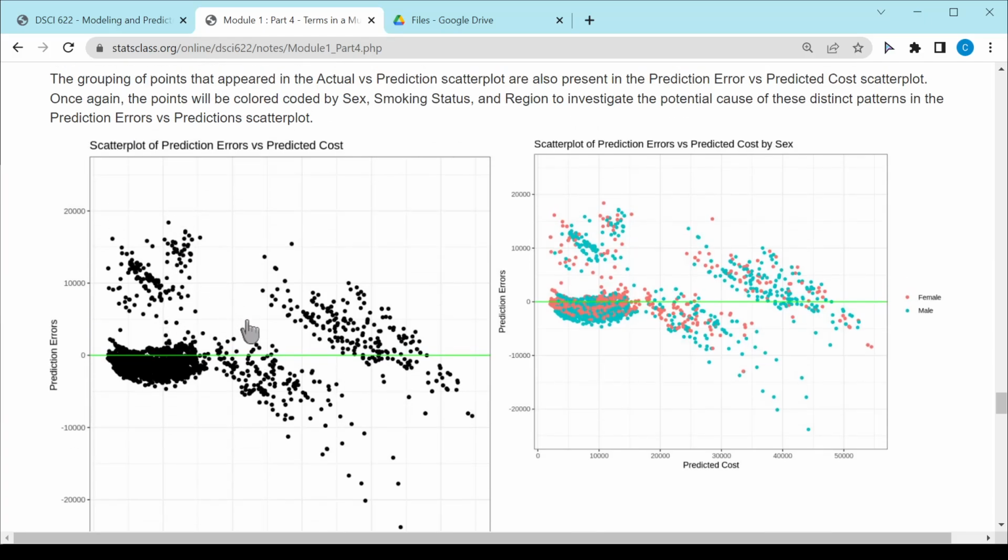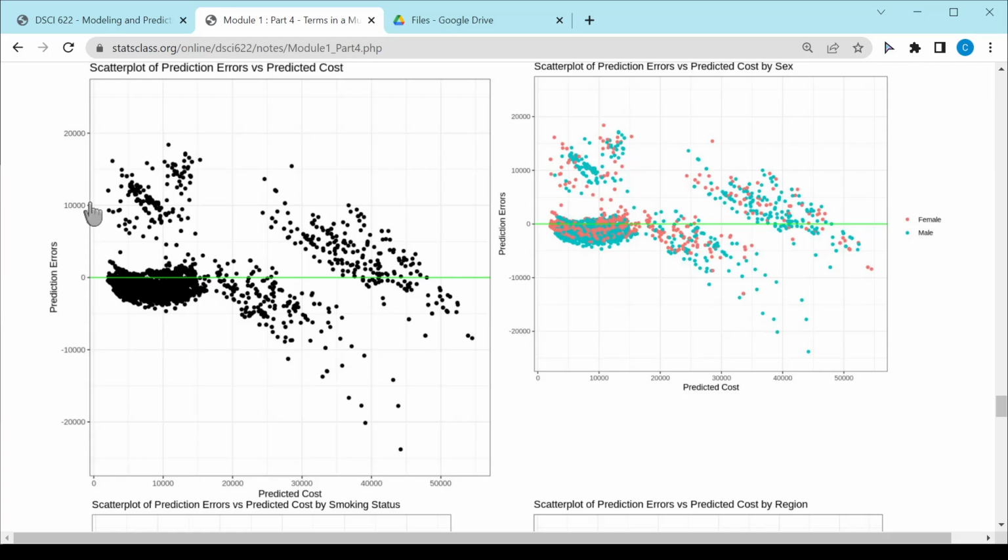Here I'm looking at the prediction error versus predicted cost. On the y-axis here are my errors, and they range from about negative 20,000 up to 20,000. So in some situations, I'm not able to make very accurate predictions. I'm $20,000 off of their out-of-pocket costs.